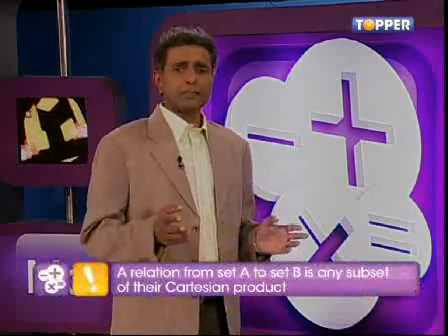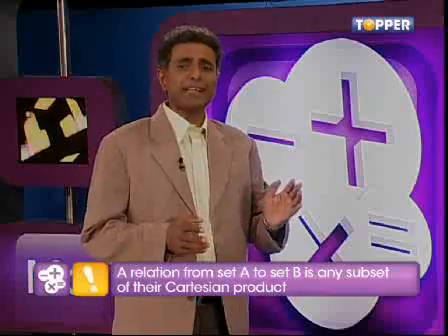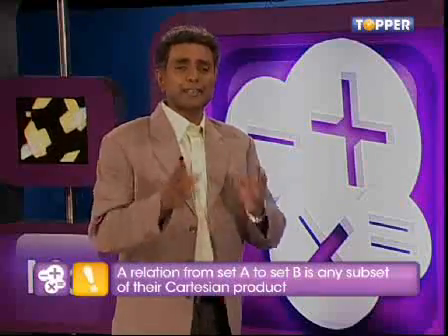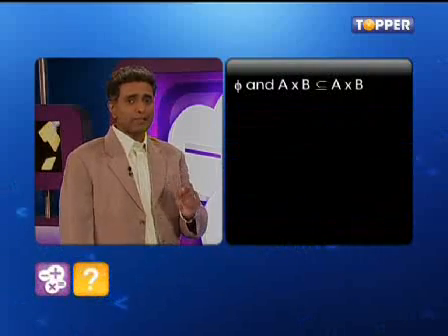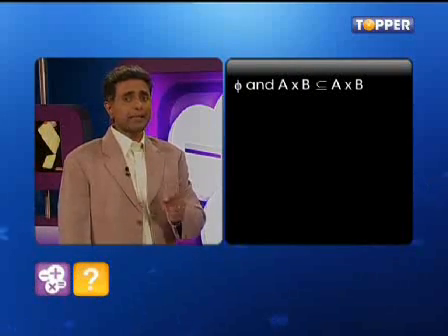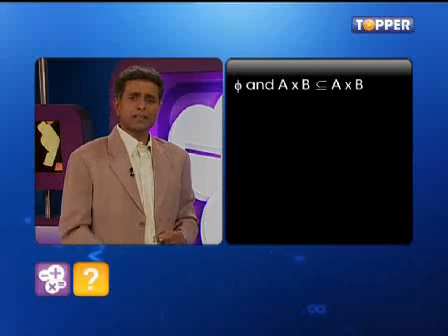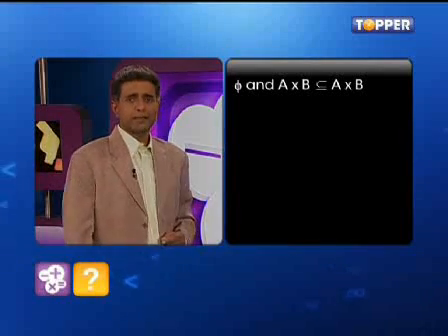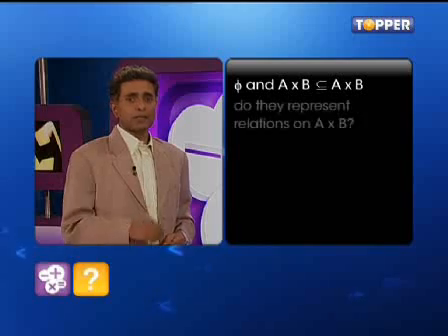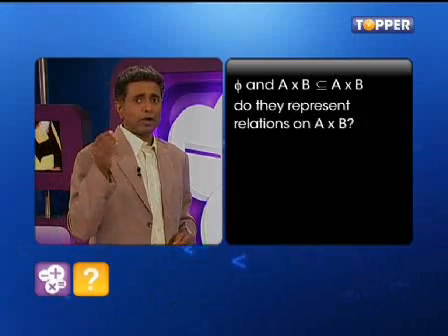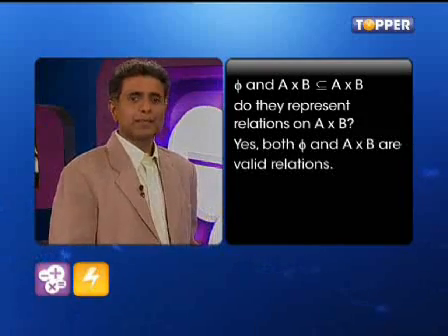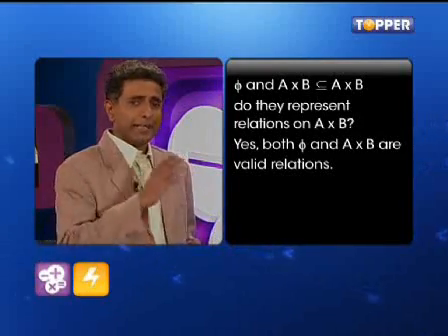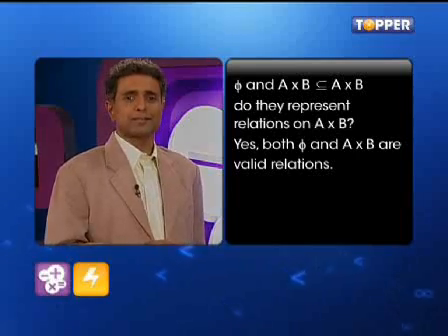Here's another question you may have. According to the definition, a relation from set A to set B is any subset of their Cartesian product, right? Now, both the null set phi and the entire set A cross B are subsets of A cross B. Valid, right? So do they represent relations on A cross B? Take a second. Absolutely. Both phi and A cross B are valid relations.